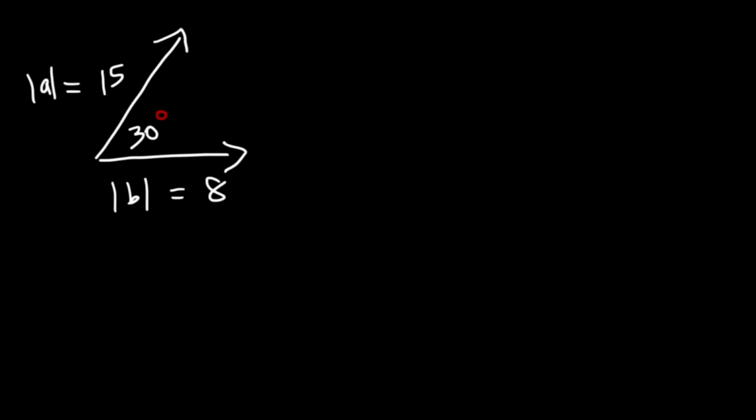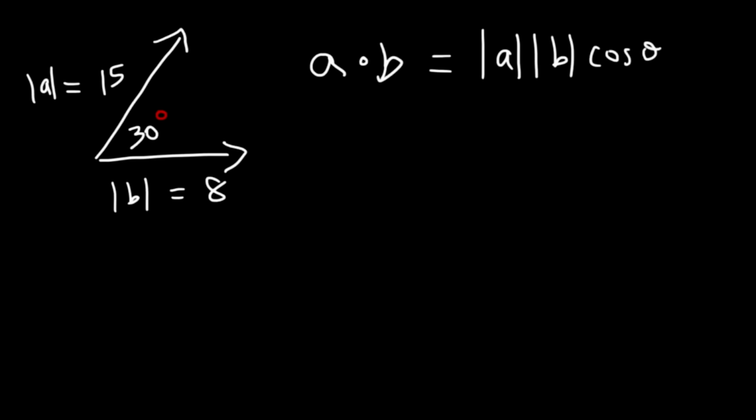My picture may not be drawn to scale, but let's simply work with these numbers. Given this information, what is the dot product of A and B? Another way in which you could find the dot product of 2 vectors is you could multiply the magnitude of the 2 vectors times the cosine of the angle between them. So in this case, it's simply going to be 15 times 8 times cosine 30.